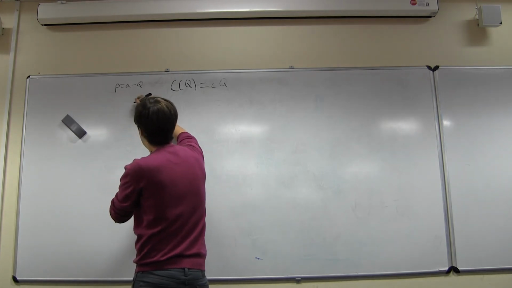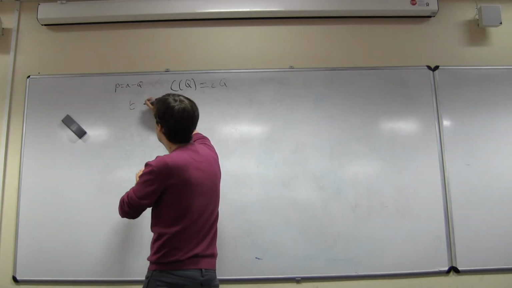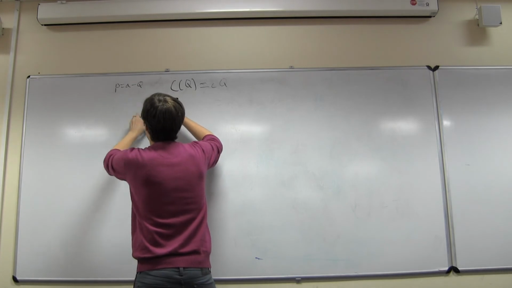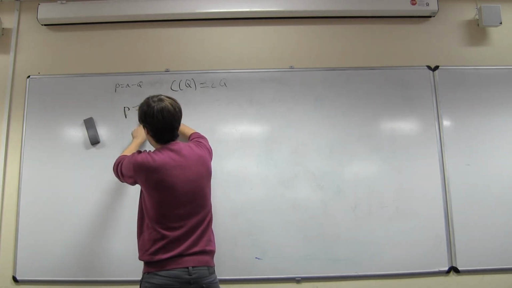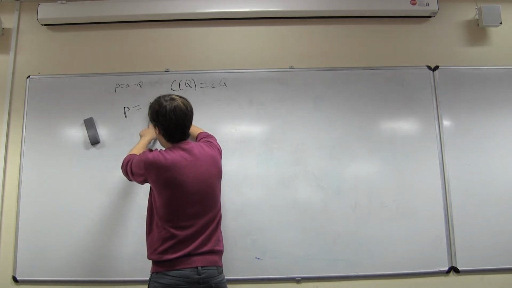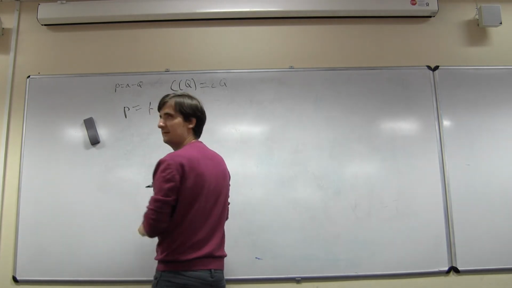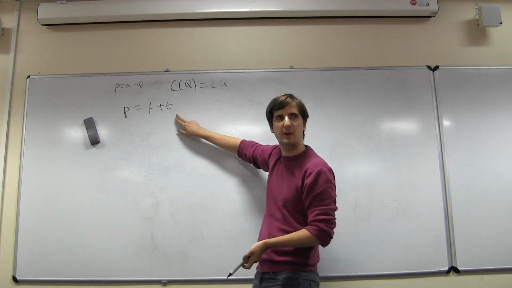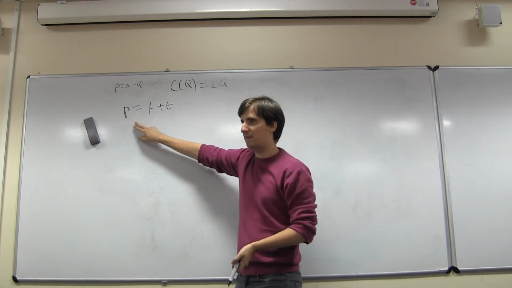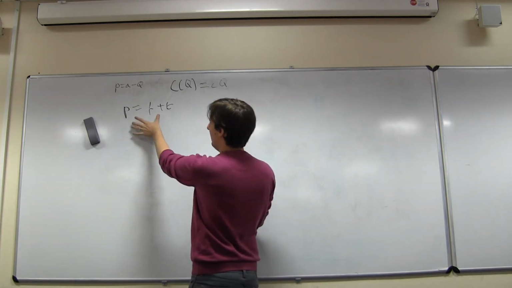Let's have a different letter. Let's have the price paid by consumers. That's going to be the price set by the firm, which we're going to call F, plus the tax. So the firm is going to set a price F. The government is going to come along and charge you a tax T. So the total price paid is going to be P. Suppose this is how it works.